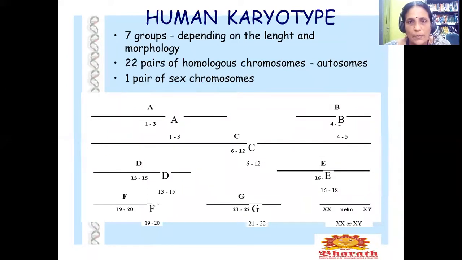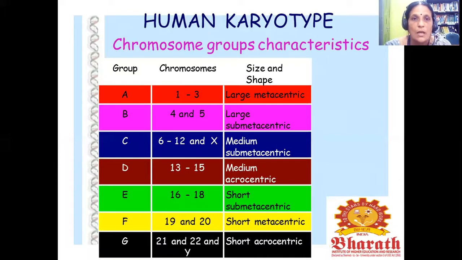So there are 7 groups depending on the length and morphology. There are 22 pairs of homologous chromosomes and 1 pair of sex chromosomes. You group these by chromosome group characters. Group A contains chromosomes 1 to 3, with large size and metacentric shape. Group B contains chromosomes 4 and 5, large submetacentric. Chromosomes 6 to 12 and X come under group C, having medium submetacentric size and shape.